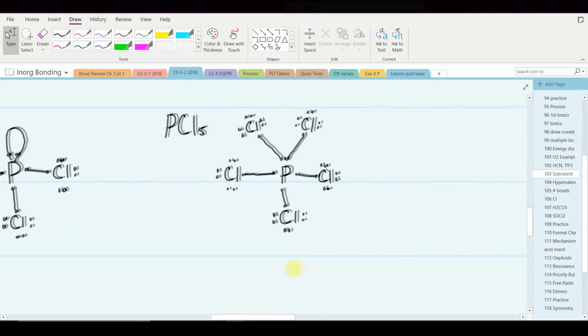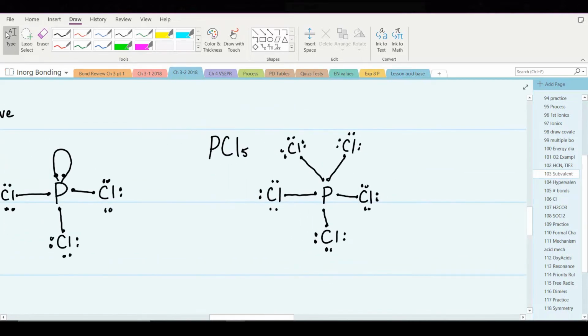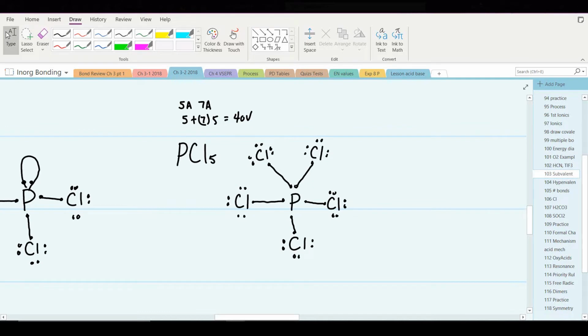PCl5. How many electrons do we have in there? Group 5A, group 7A. That's 5 plus 7 times 5 is 35, and 5 is 40 valence electrons. Let's count them up. Bonding electrons, non-bonding electrons, valence electrons. Bonding. There's 5 bonds. That's 10 bonding electrons. We have 5 chlorine atoms, each with 6 non-bonded electrons. That's another 30 for a total of 40 valence electrons, and that works, so that's good.